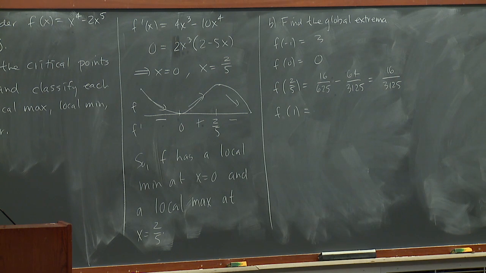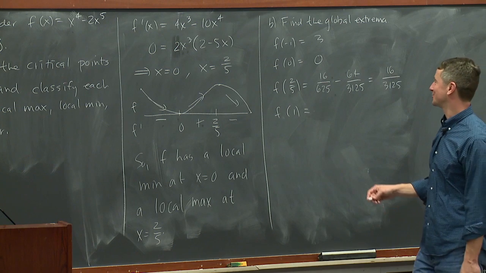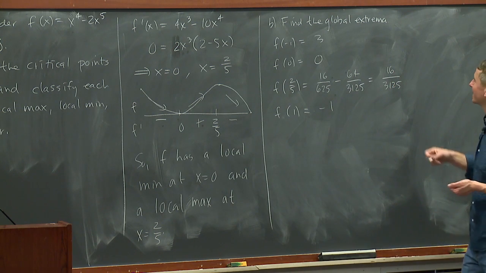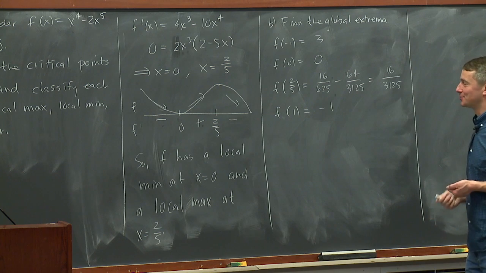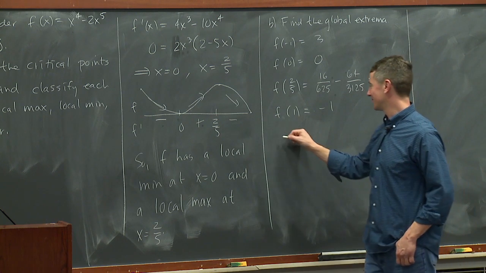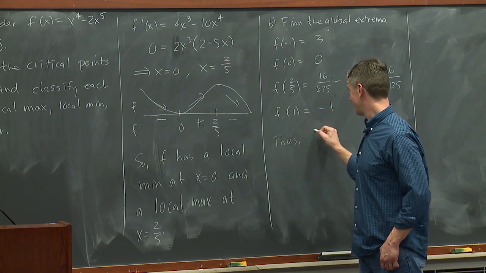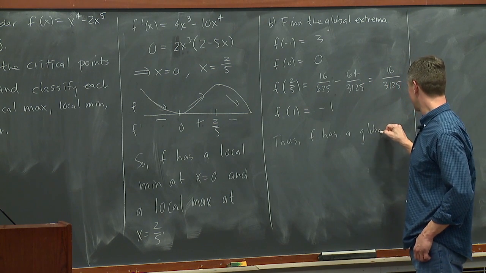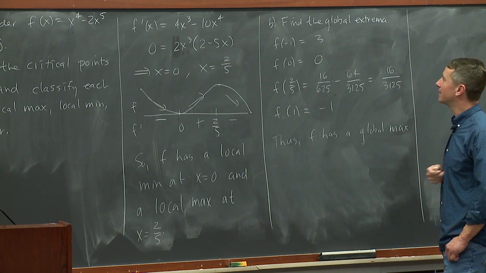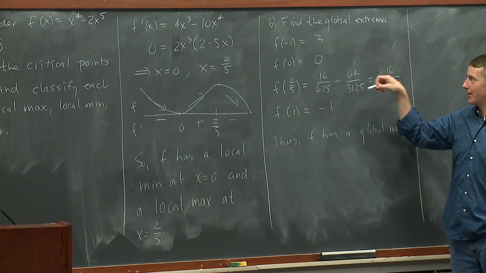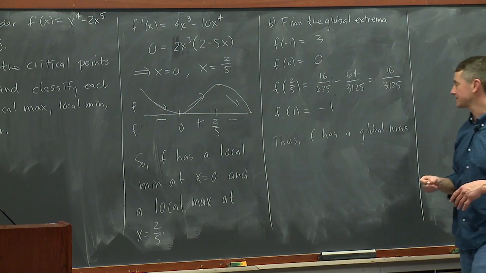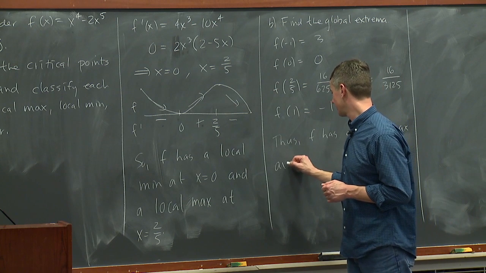And then f of 1, this should be easier. F of 1 is 1 to the 4th, which is 1, minus 2, so minus 1. So from that, we can conclude what? F has a global max where, of all of these y values, 3 is the highest y value, so that's the global max at x equals -1.